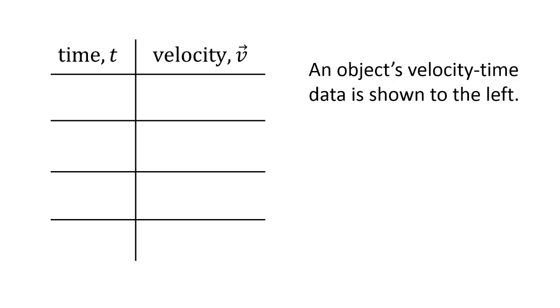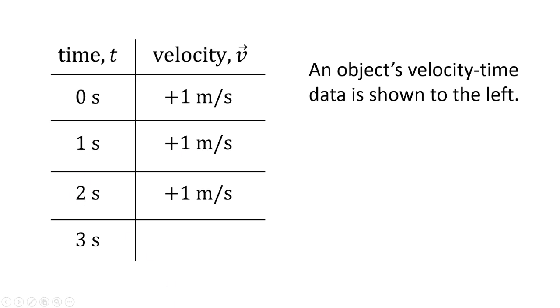Now we're given an object's velocity time data. This is no longer position. Now this shows how fast the object is going and in what direction. So at 0 seconds, the velocity is 1. At 1 second, the velocity is 1. At 2 seconds, the velocity is 1. And at 3 seconds, still 1.